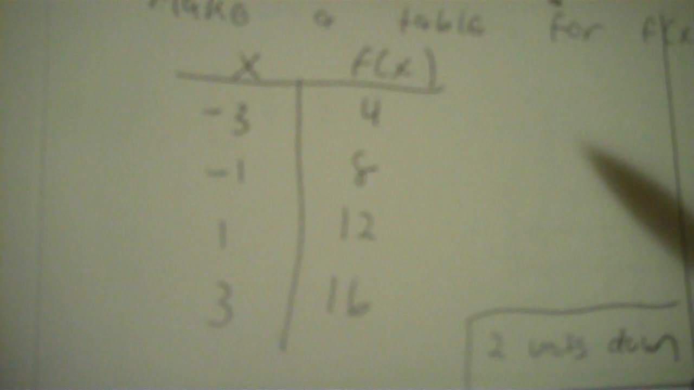Now the next part is even more kind of pointless. Make a table for f of x after the translation. So remember, f of x is just another name for y. Translate it 2 units down. That just means the x values remain constant, and we just translate everything 2 units down, which means minus 2, not plus 2 like I was doing.